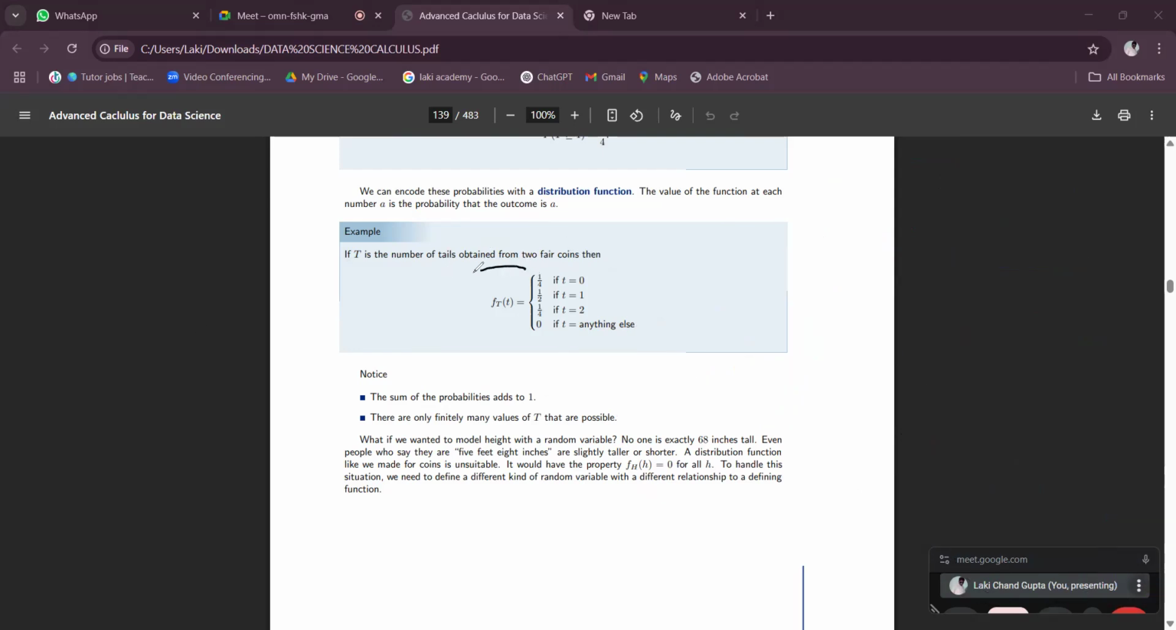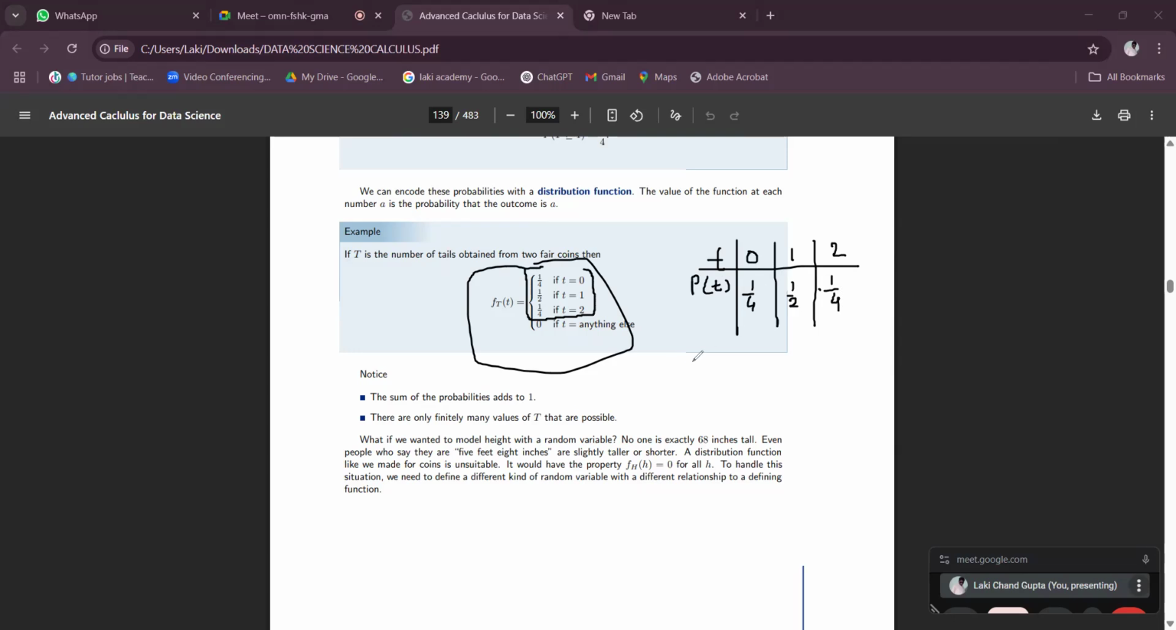You can also note this function as, let's suppose this is t, 0, 1, 2. So there are basically three random variables. The probability of getting 0 is 1 over 4, 1 over 2, 1 over 4. When you add all these probabilities, you will always get 1. This is very important. Summation of all probability is always equal to 1.